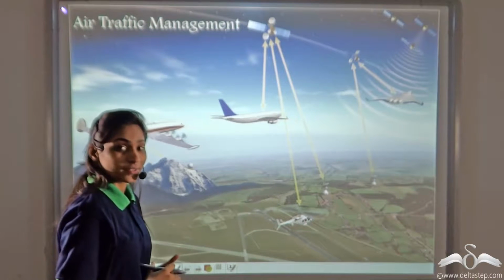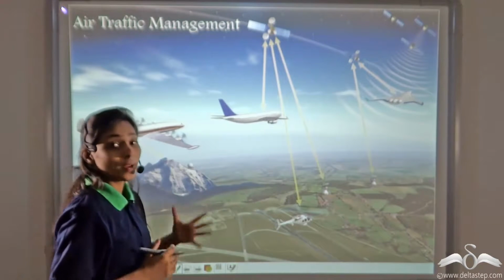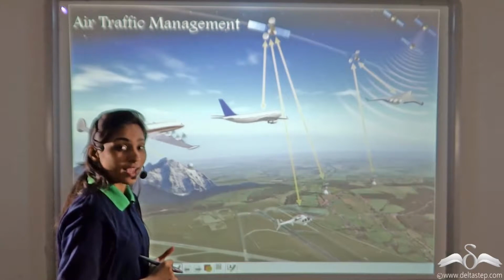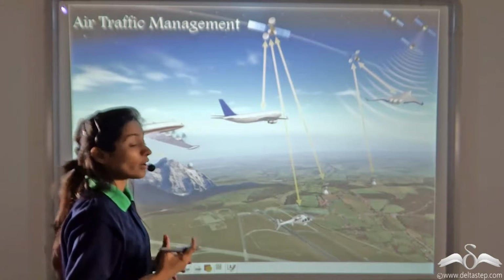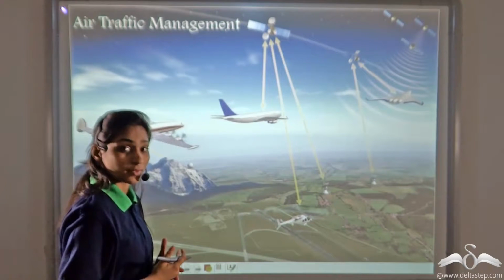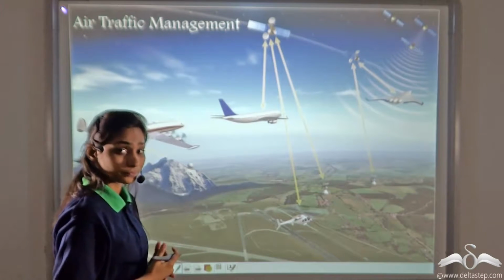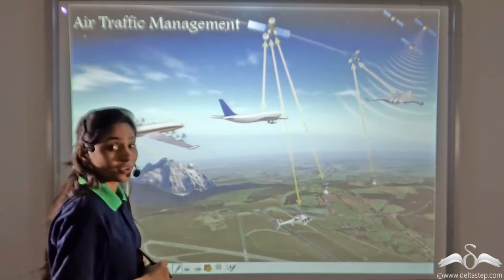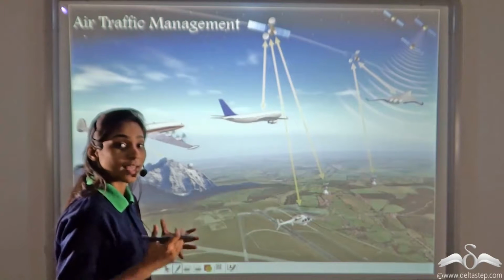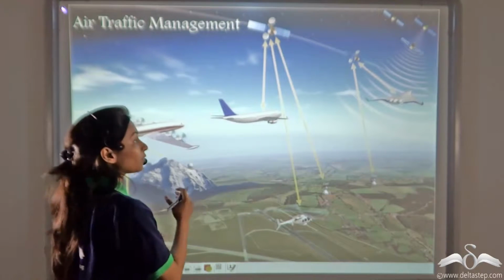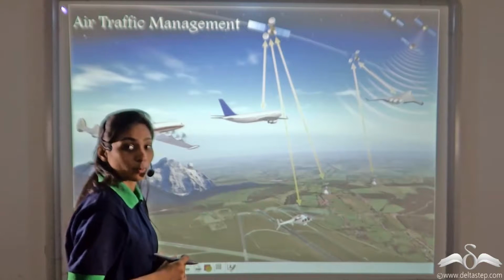Have you ever wondered that there are so many aeroplanes flying in the sky at the same time, yet they never collide with each other or never even block each other's path? Now, how is that possible? Well, the air traffic management, with the help of airline control rooms, ensure that there is a minimum distance maintained between two or more planes.